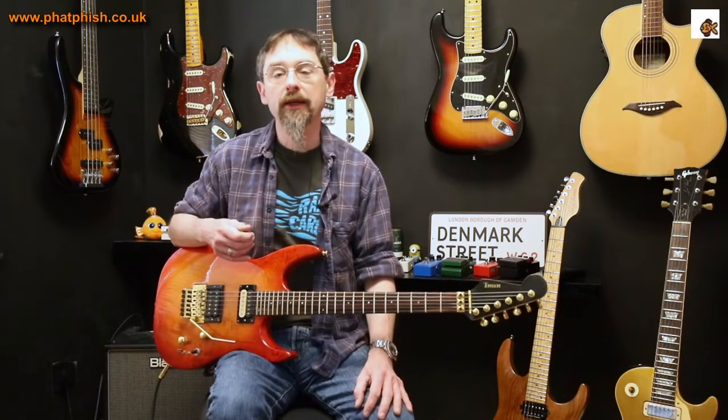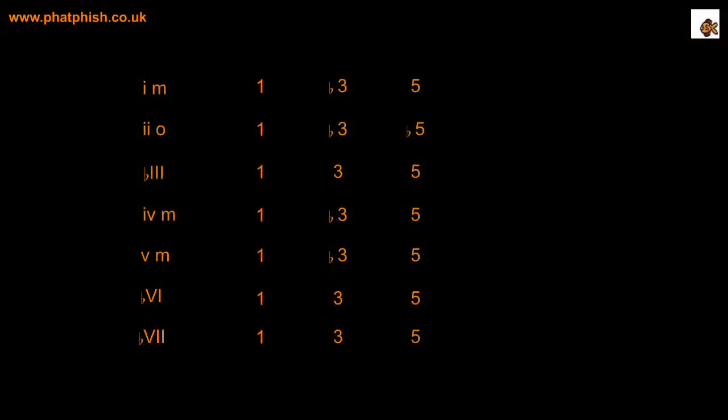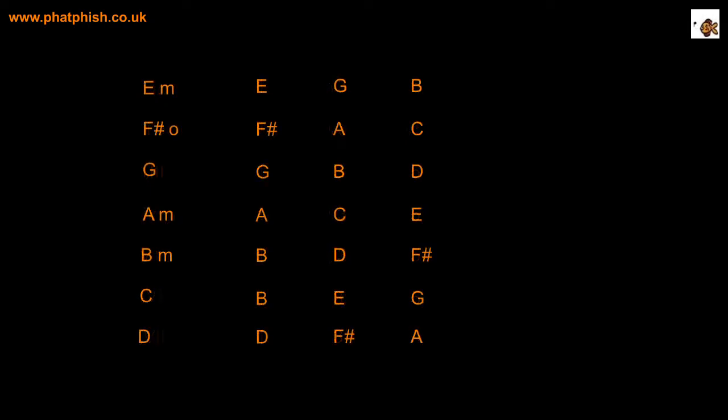Well, the Andalusian chord progression is a progression in the minor key. If we look at the chords in a minor key, we've got these chords. So let's take E minor as an example. So looking at the chords here, we've got an E minor, an F sharp diminished, a G major, an A minor, a B minor, a C major, a D major. If we extend those out to sevens, we have E minor 7, F sharp half diminished, G major 7, A minor 7, B minor 7, C major 7, D dominant 7.